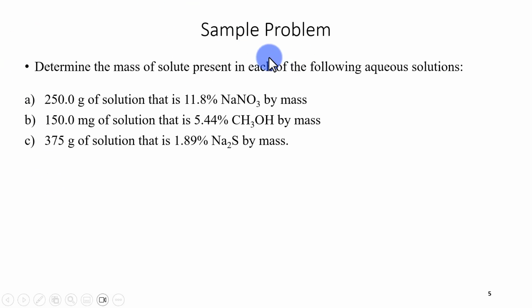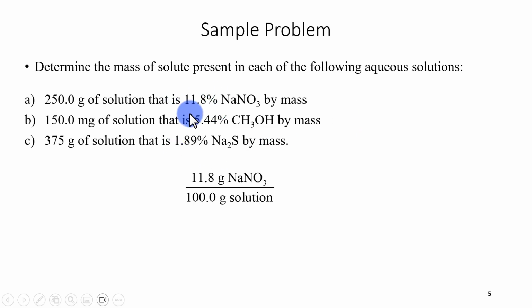Here's a slightly different sample problem. Determine the mass of the solute that is present in each of the following solutions. In this type of problem, you are given the mass of the solution, and you're also given the mass percent of the solution. What you need to do is assume 11.8 grams of your solute per 100 grams of solution, but you have 250 grams. So here I've worked number one for you.